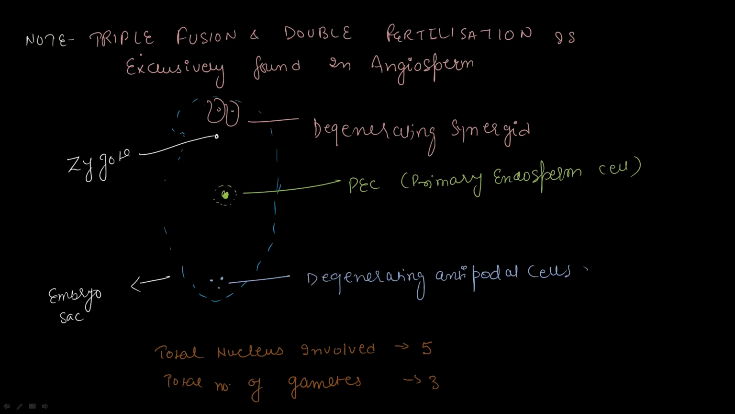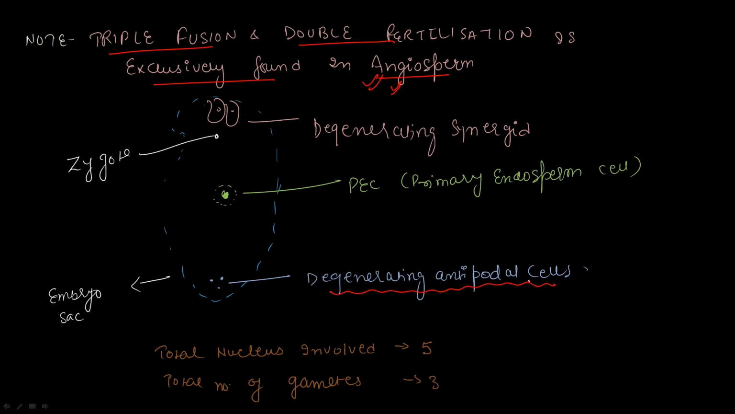Now there is an additional point: triple fusion and double fertilization are exclusively found in angiosperms. If we go by evolution, initially you have the algae, bryophytes, pteridophytes, then gymnosperms, then angiosperms. So from the evolutionary perspective, angiosperms are the more advanced ones. That's why triple fusion is only seen in angiosperms. Now what is happening after triple fusion and syngamy?